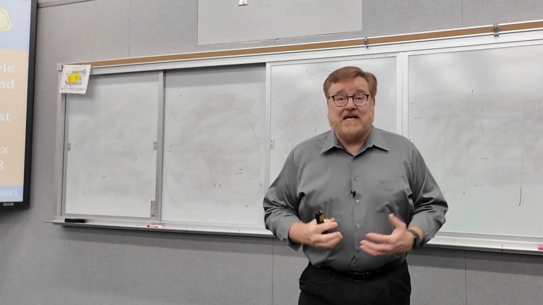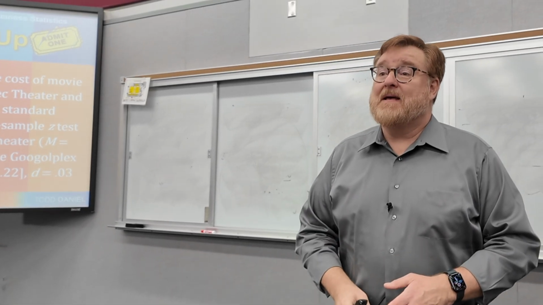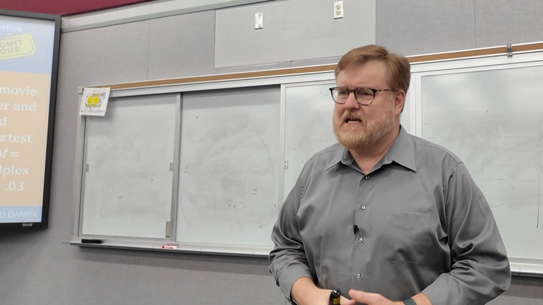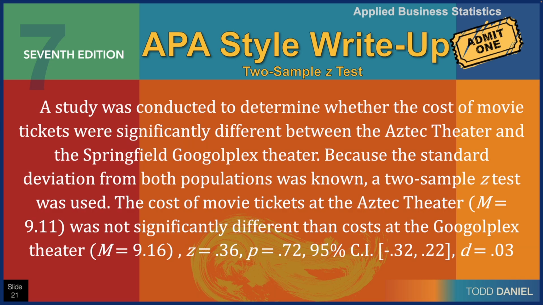Now that I've done my statistical test, I need to write it up in APA style. It'd look like this. A study was conducted to determine whether the cost of movie tickets was statistically significantly different between the Aztec Theater and the Springfield Googleplex Theater. Because the standard deviation from both populations was known, a two-sample z-test was used. The cost of movie tickets at the Aztec Theater was not statistically significantly different than the cost at the Googleplex Theater.